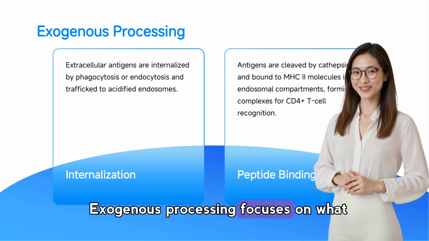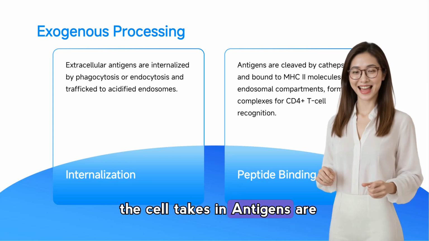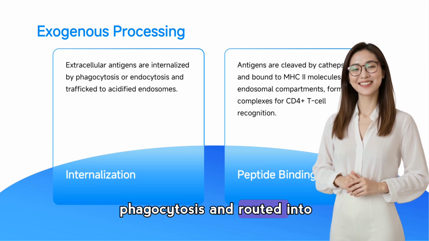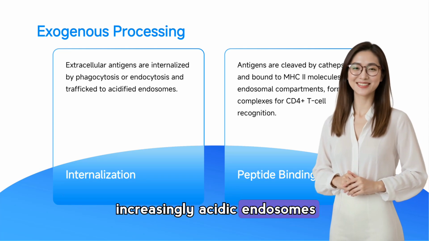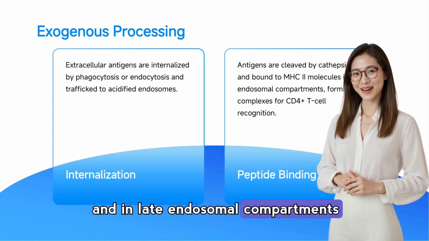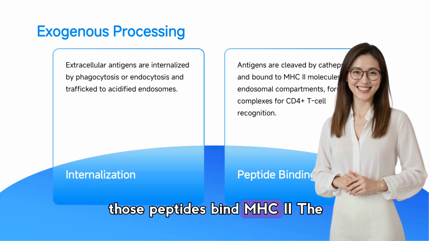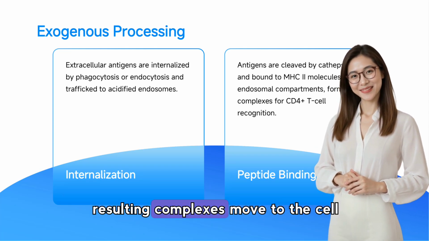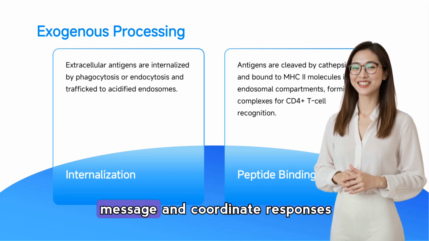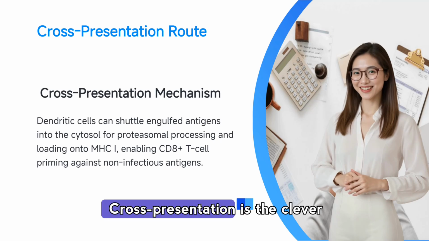Exogenous processing focuses on what the cell takes in. Antigens are captured by endocytosis or phagocytosis and routed into increasingly acidic endosomes. Cathepsins cleave them into peptides, and in late endosomal compartments those peptides bind MHC-II. The resulting complexes move to the cell surface, where CD4 T cells read the message and coordinate responses.